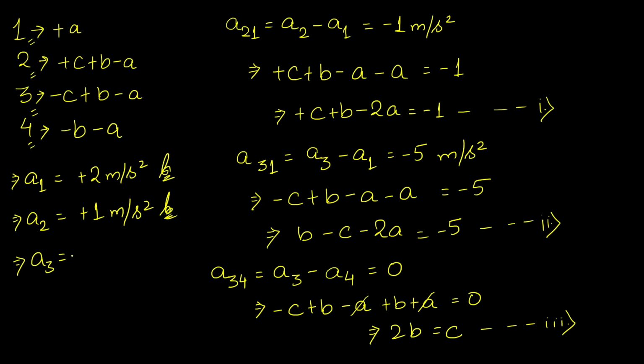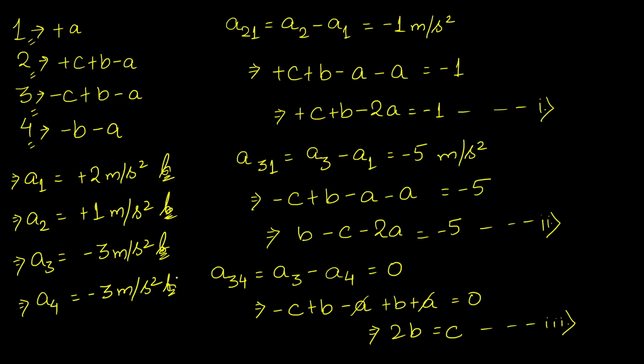a3 will be equal to minus c plus b minus a. On putting those values, that will be minus 3 meters per second square. That will be the acceleration of 3. And the acceleration of 4 will be the same as the acceleration of 3, that is minus 3 meters per second square, because it was already given in the question that the acceleration of 3 with respect to 4 is 0.